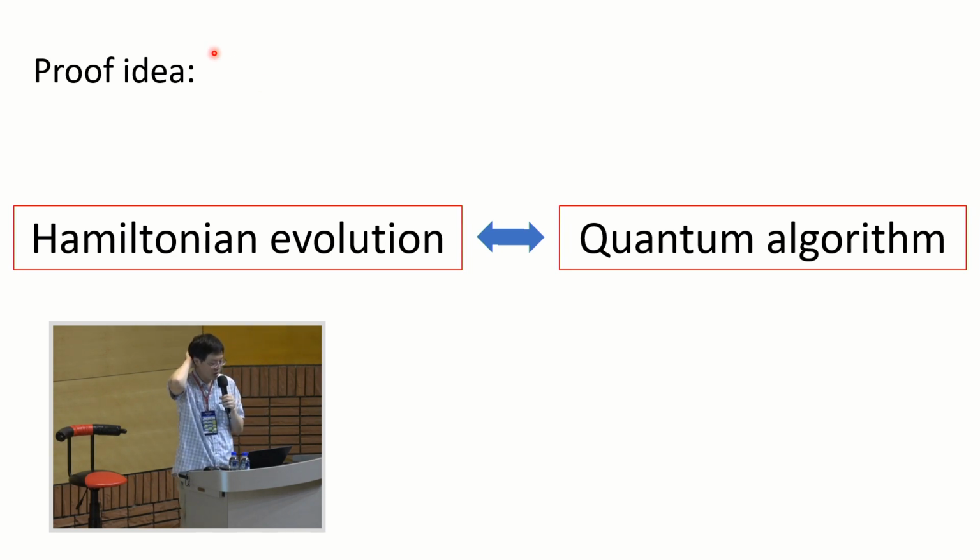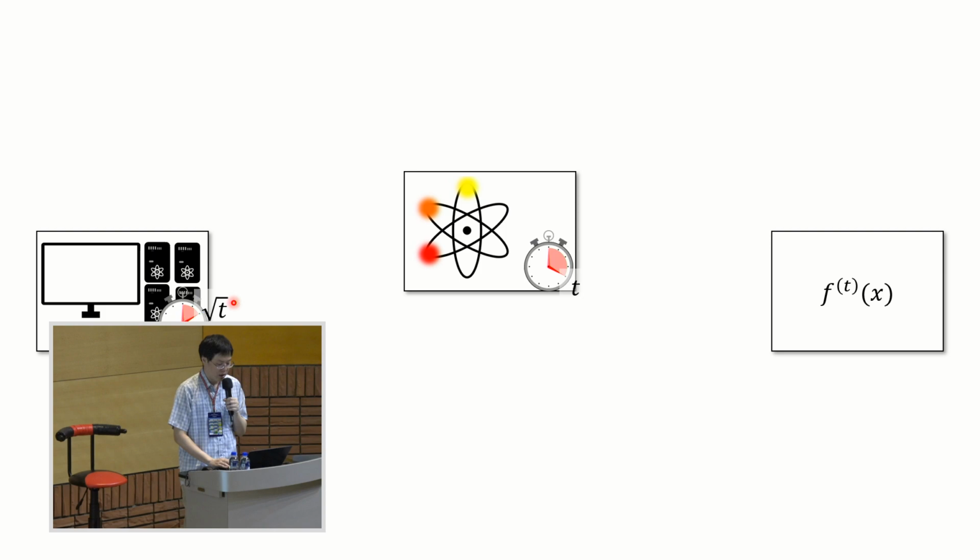well-known results between Hamiltonian evolution and quantum algorithms. So basically, there are well-known results that you can transform back and forth between Hamiltonian evolution and the quantum algorithm for solving problems pretty nicely. That's also why you can embed parity into the Hamiltonian simulation problem. So the idea kind of looks like this.